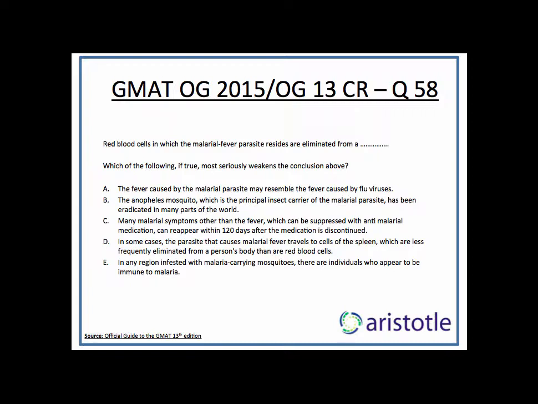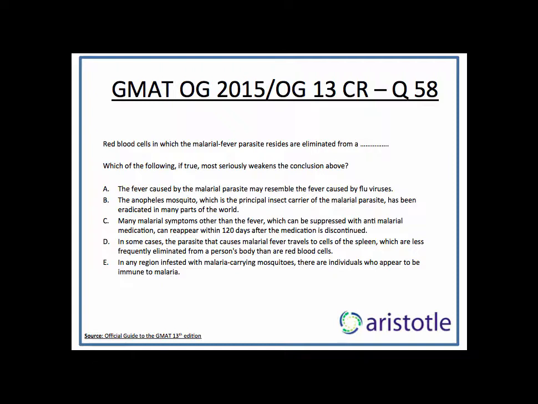D says, in some cases, the parasite that causes malarial fever travels to cells of the spleen which are less frequently eliminated from a person's body than are red blood cells. That is the perfect answer. Because the entire logic was based on the fact that these parasites are found in the red blood cells and the red blood cells are eliminated in 120 days. But what if the parasite moves to some other body part like the spleen, which is not eliminated in 120 days? Then if the person contracts a fever, it could very well be because of the malarial parasite that has moved to the spleen or some other part. So D weakens the argument and should be the answer.